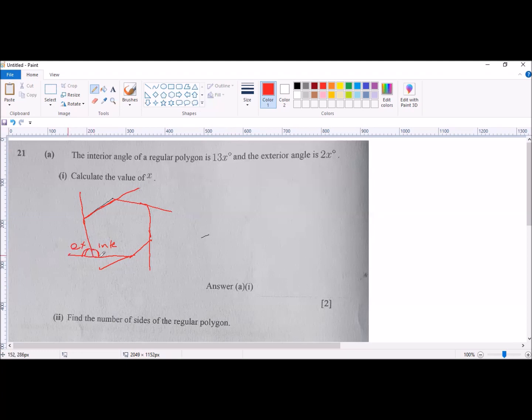We can see they are lying on a straight line. So the sum of angles on a straight line is 180. So 13x degrees plus 2x degrees is equal to 180. Now we have 15x is equal to 180. And our x will be equal to 180 over 15. 180 divided by 15, which will give us 12 degrees. So x is 12.